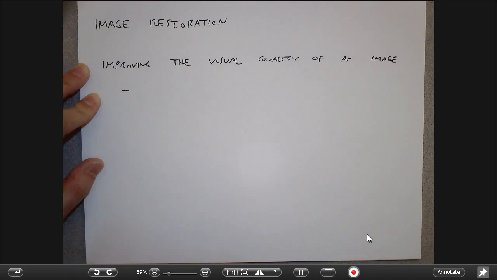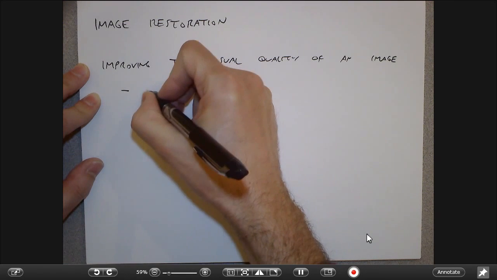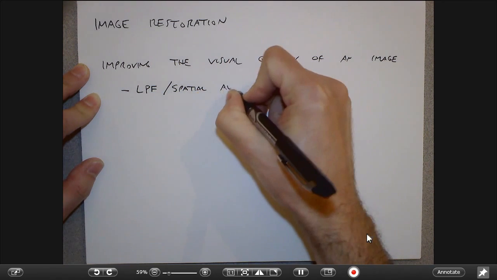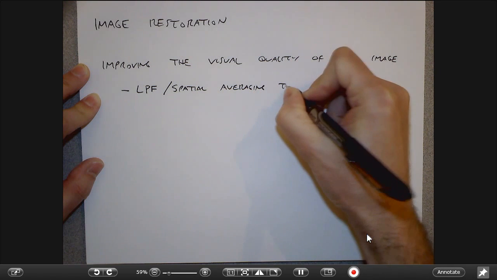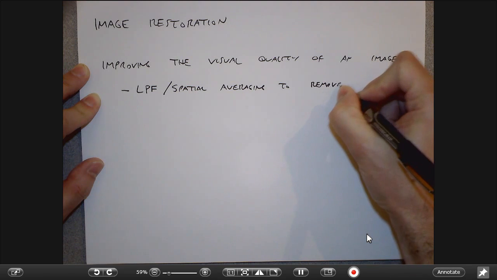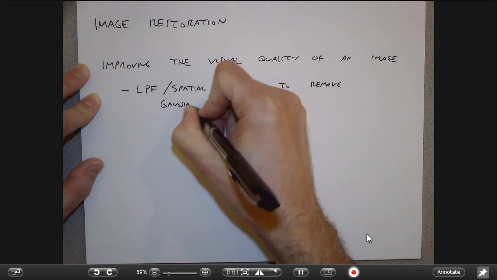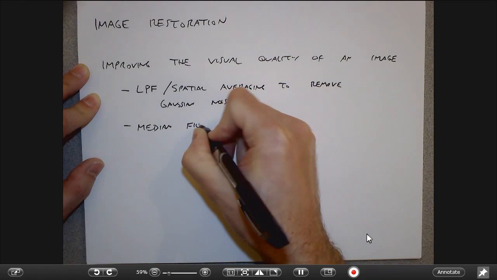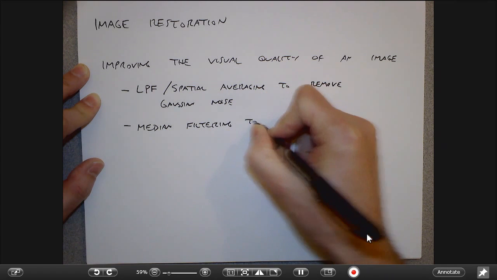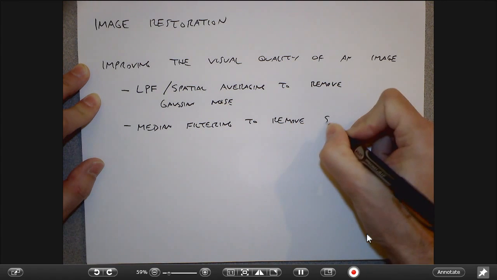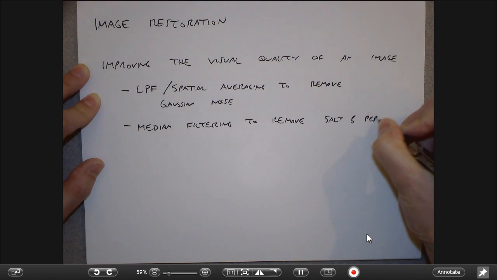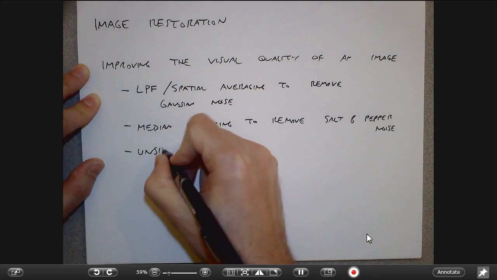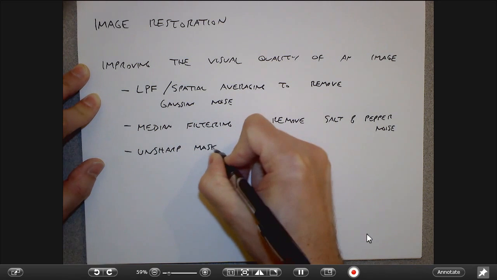Some of the things we talked about to this point include, if I've got a noisy image, I could do low-pass filtering or spatial averaging to remove something like Gaussian noise. We talked about median filtering to remove impulsive or salt and pepper noise. And we talked about things like unsharp masking to enhance details.